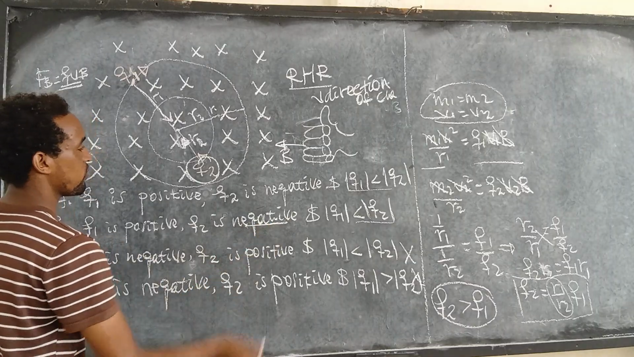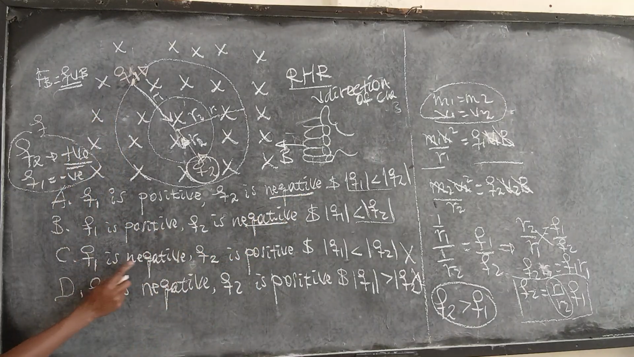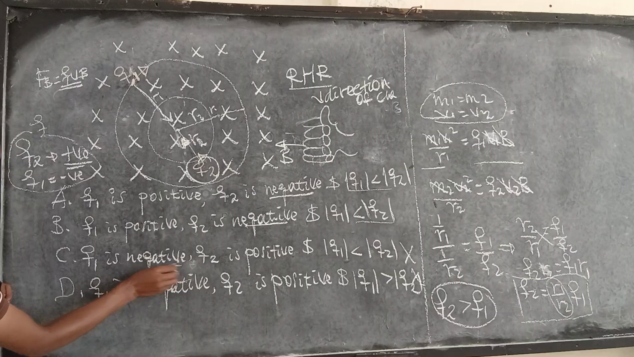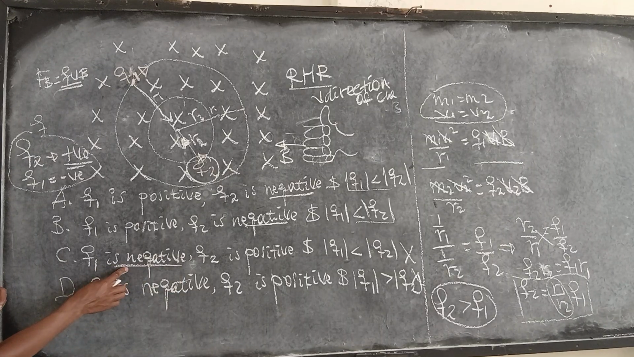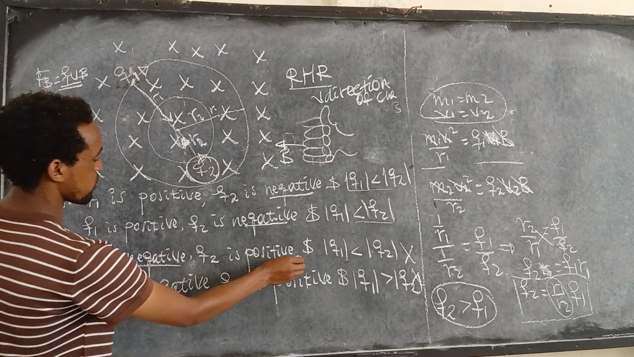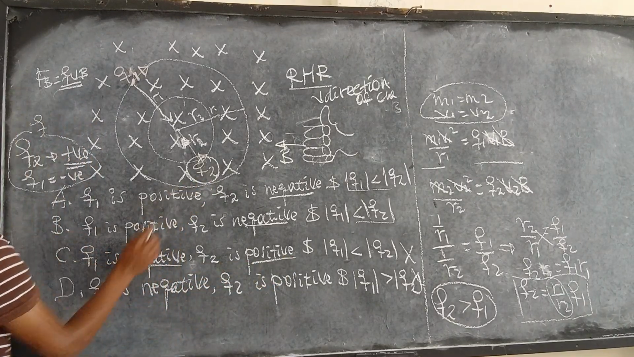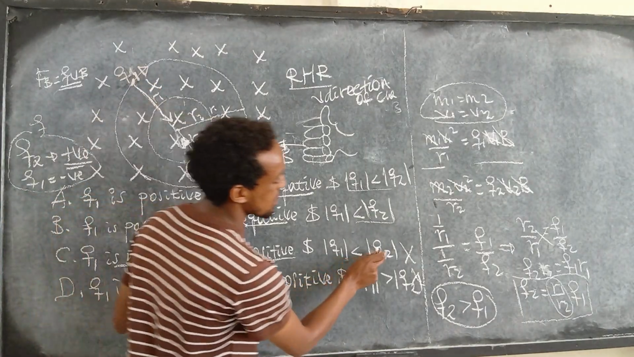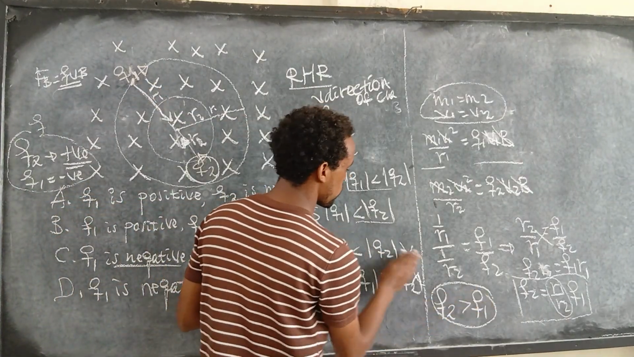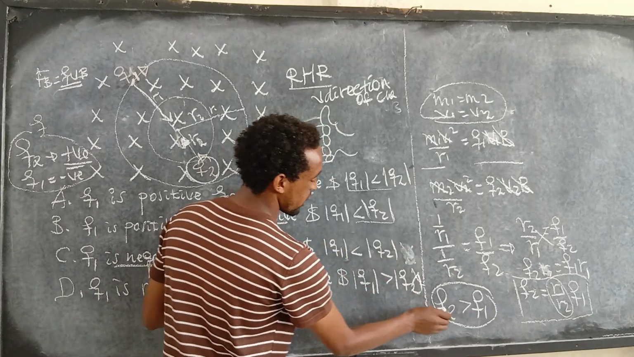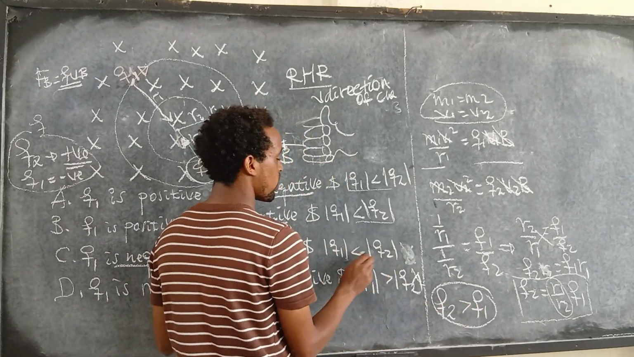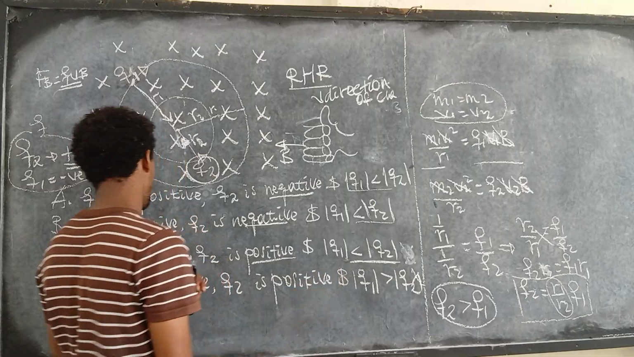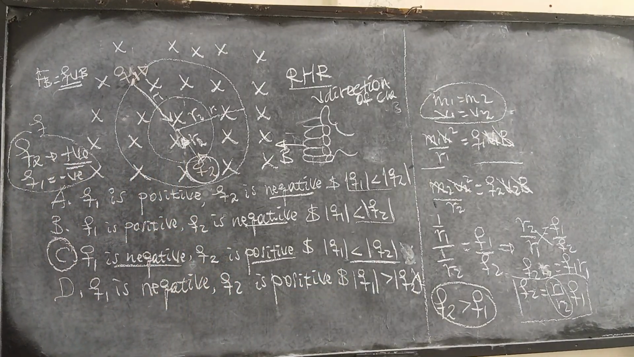Q1 is negative and Q2 is positive. Q2 is greater than Q1, which means Q1 is less than Q2. So the answer is this one. This one is the answer.